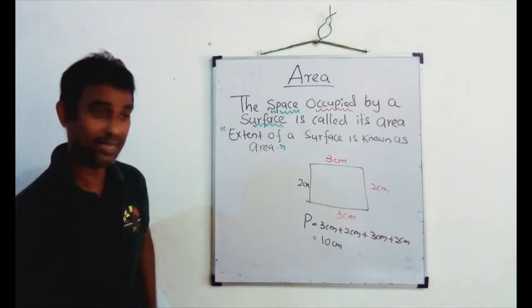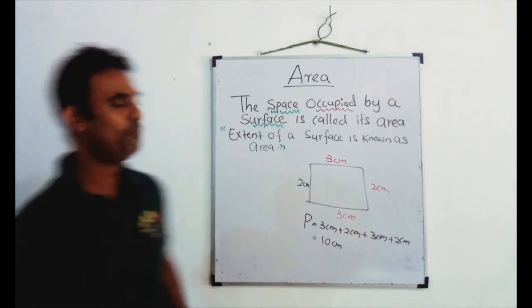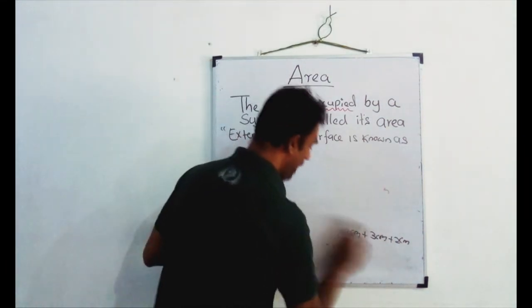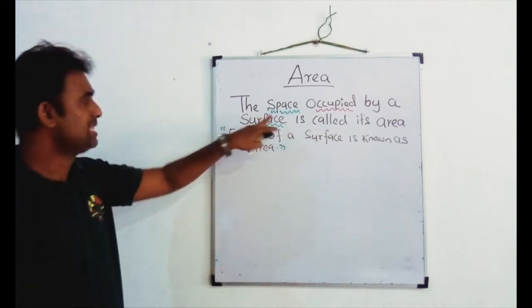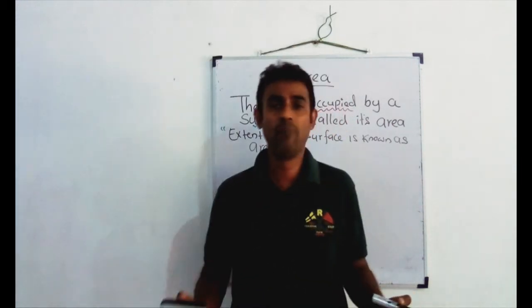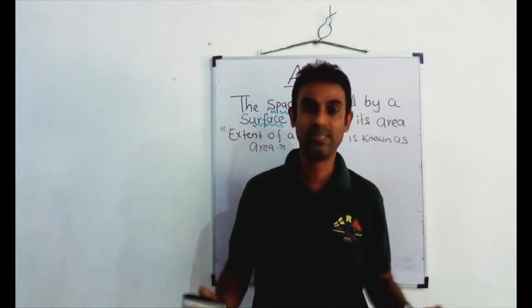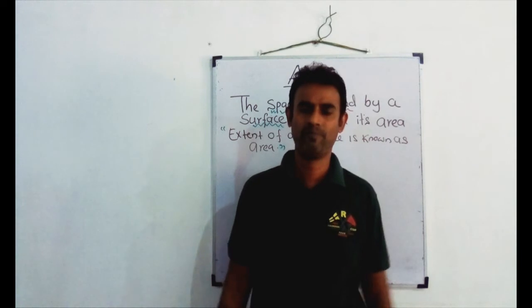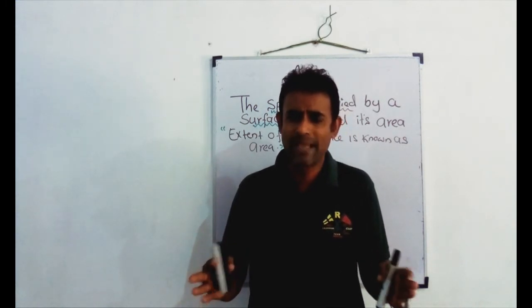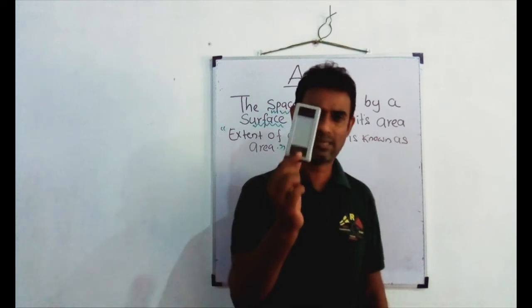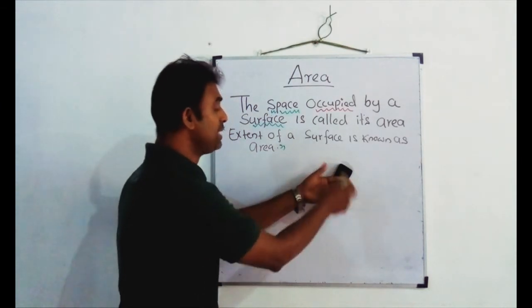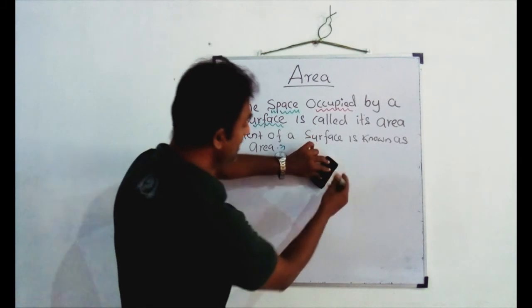Now we are going to find, at grade 6 level, the area of the plane figure. I will explain area again. A space occupied by the surface is called area. You know that any object occupies space. Think about your room, your table, your chair. All these objects occupy some space in your room. I have a duster. When we put this duster on the board, it occupies a specific area.